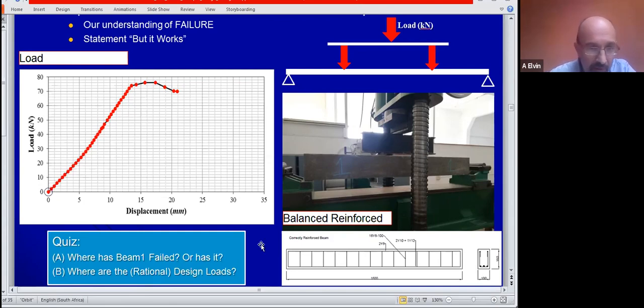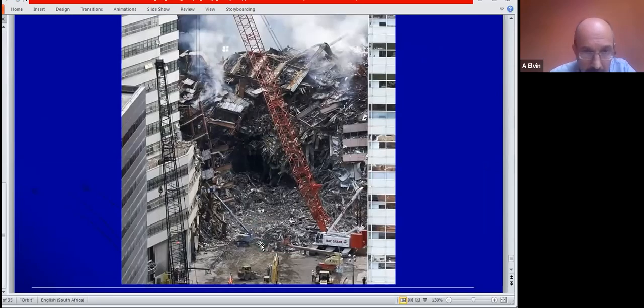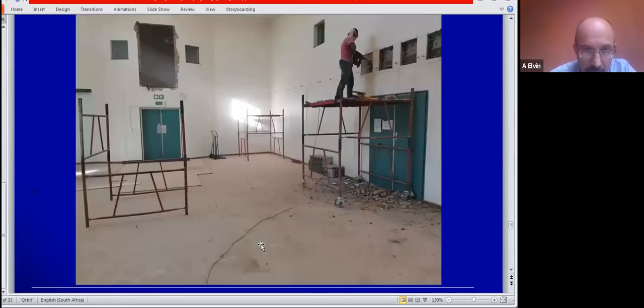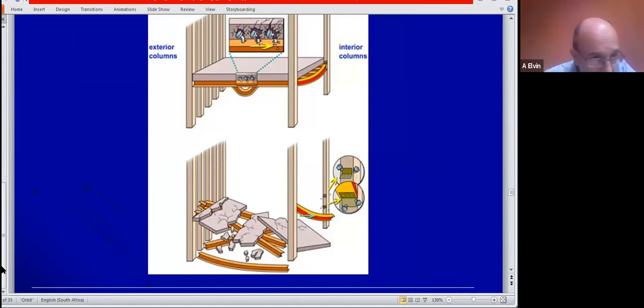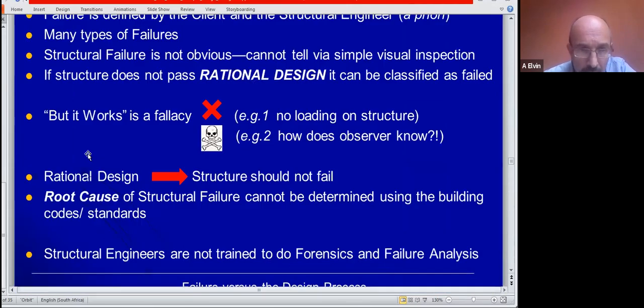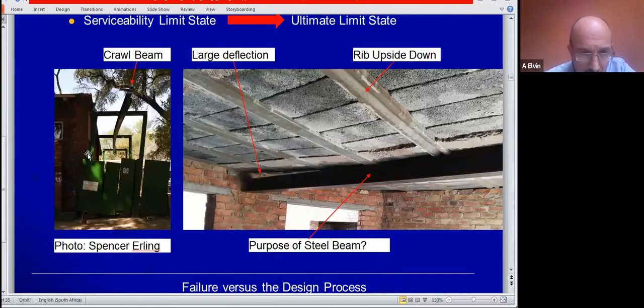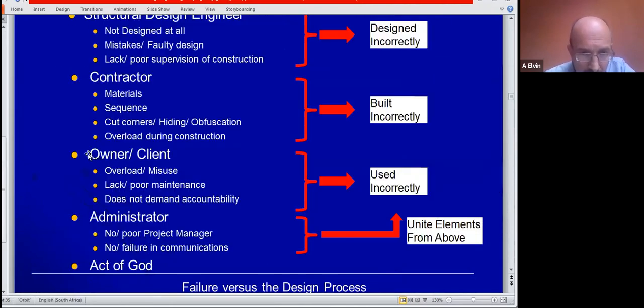Let's see if I can do this. Sorry, I have lost my cursor. Page down.